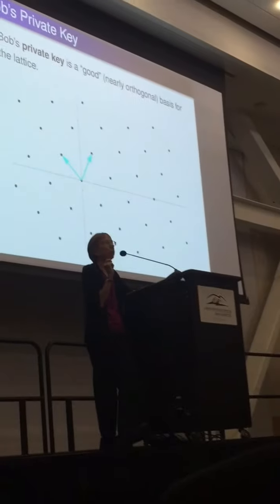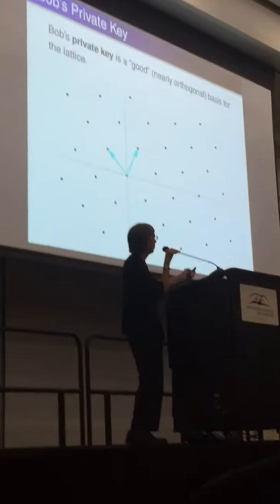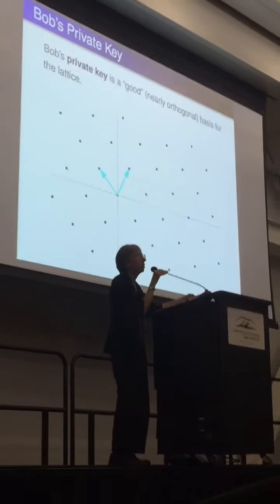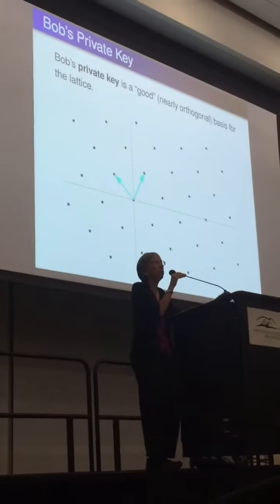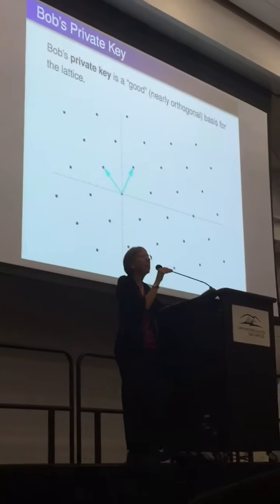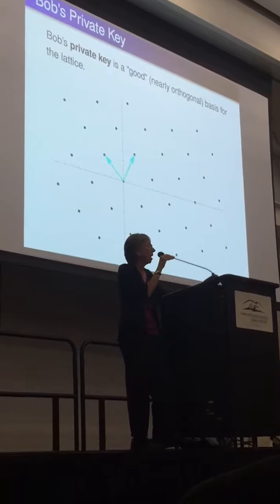What does it mean to be good? It means that these vectors, so we have one vector here, one vector over here, these vectors are nearly perpendicular. They're nearly orthogonal. So that's a good basis. Okay, so that's Bob's private key.